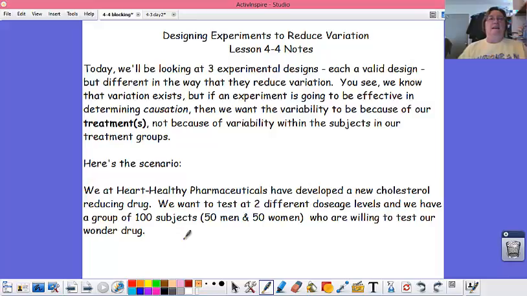We at Heart Healthy Pharmaceuticals, that's us, have developed a new cholesterol-reducing drug. We want to test it at 2 different dosage levels, and we have a group of 100 subjects, 50 men and 50 women, who have shown some willingness to test our drug.